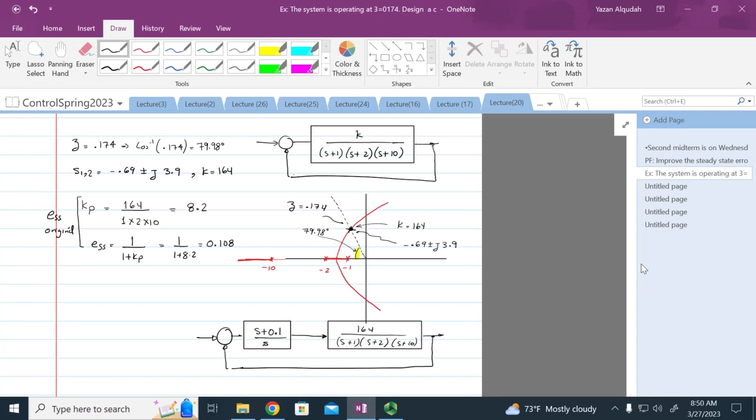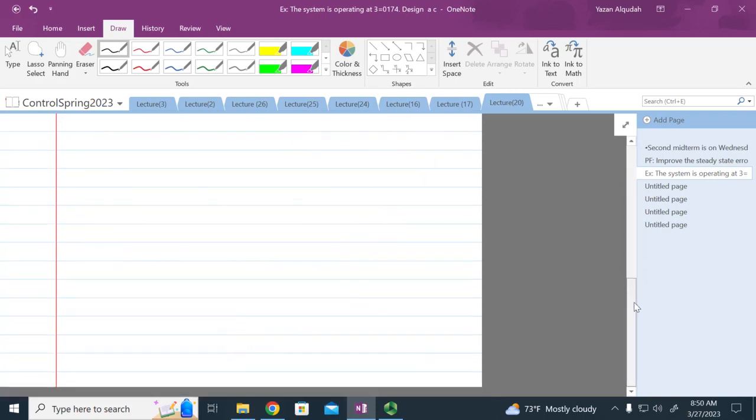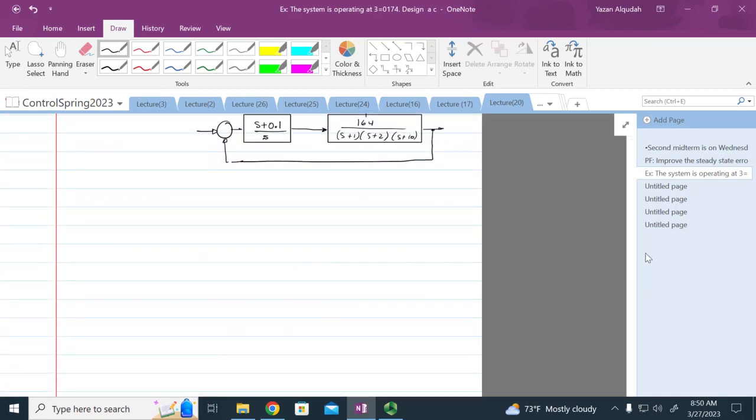Where did this come from? I'm going to choose the zero as close to the pole as possible. Does that make sense? So I could have chosen S plus 0.05, S plus 0.2, whatever. Again, this is an active circuit, an op-amp RC circuit. Whatever components you can find that will place the zero as close to the pole as possible. Make sense, everybody?